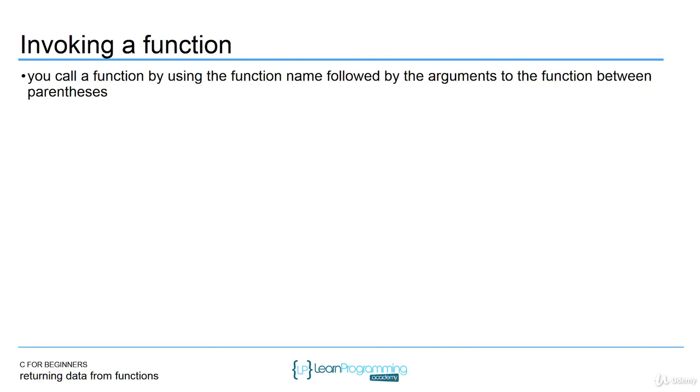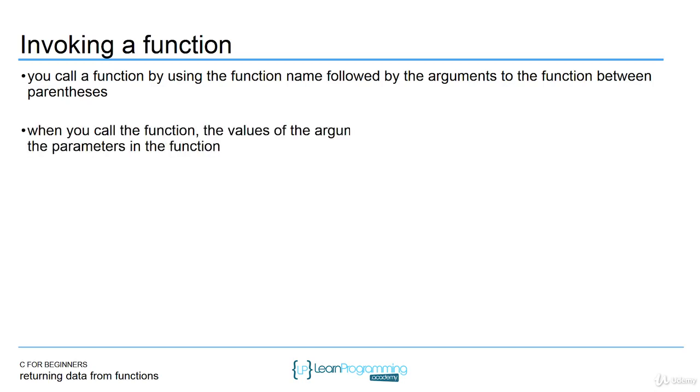Now that we've talked about passing data and returning data, we know how to invoke a function, but I want to say a couple of other things about invocation. You call a function by just using the function name followed by the arguments that you pass in between the parentheses. We know that so far, but I want to formally state it. That's how you can invoke a function.